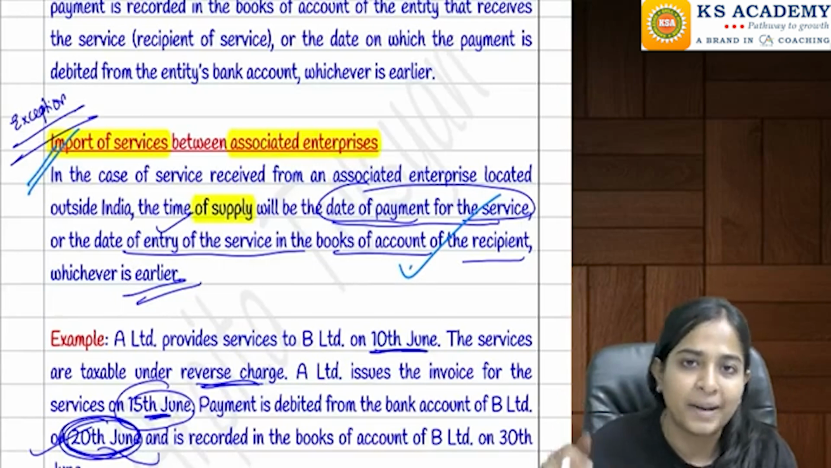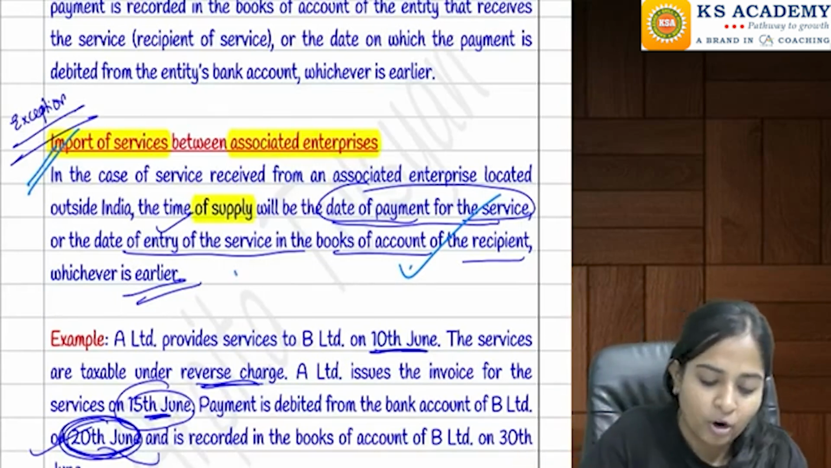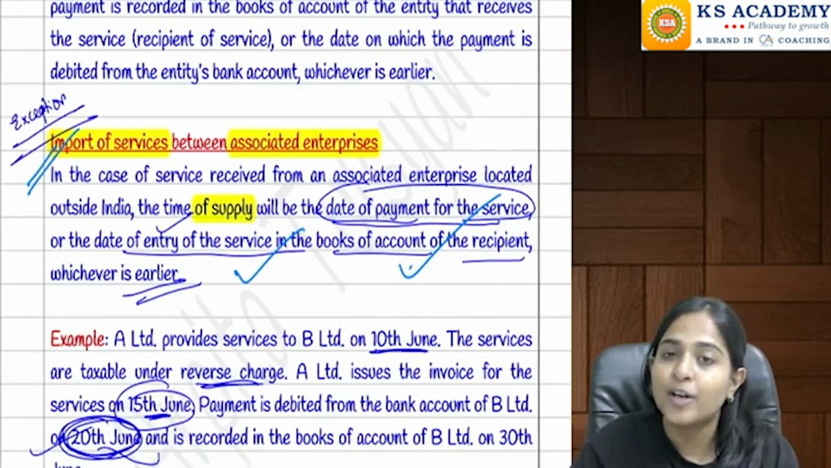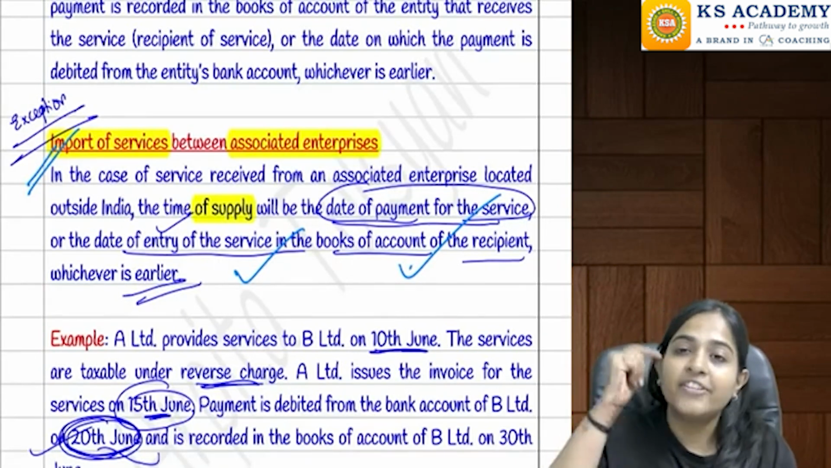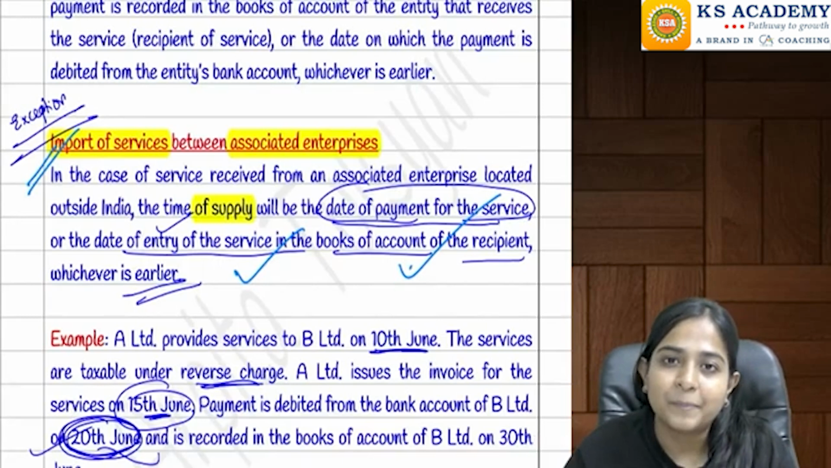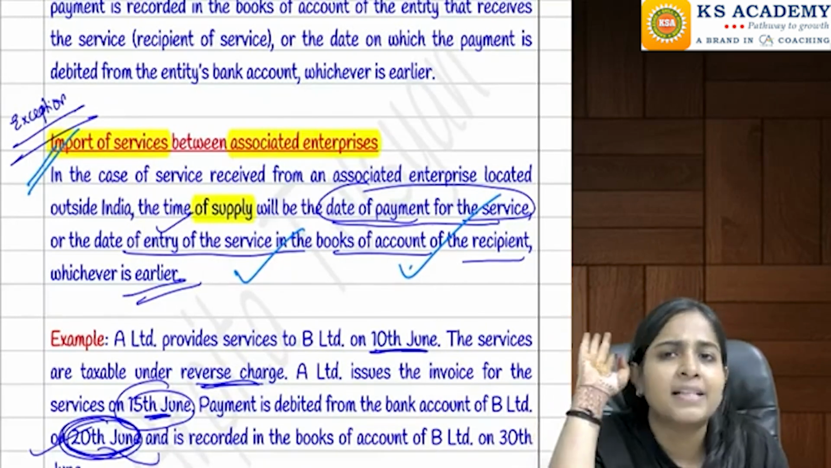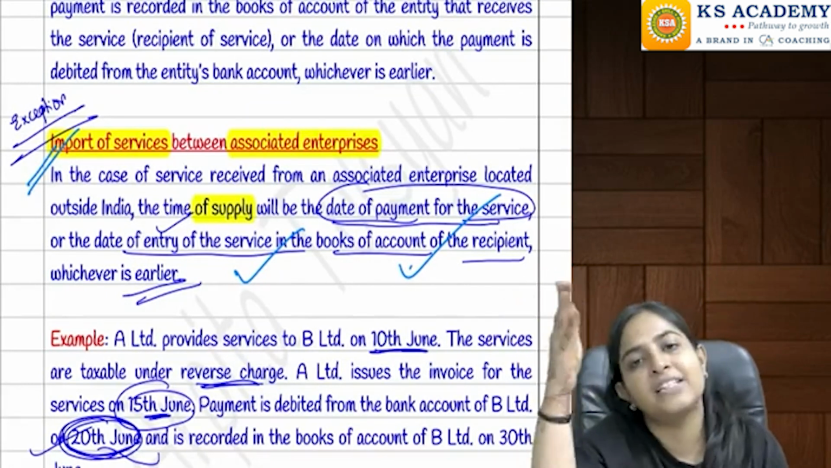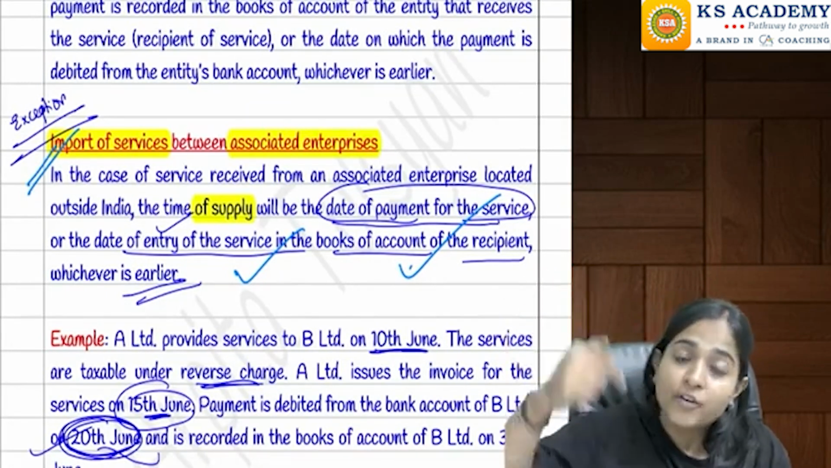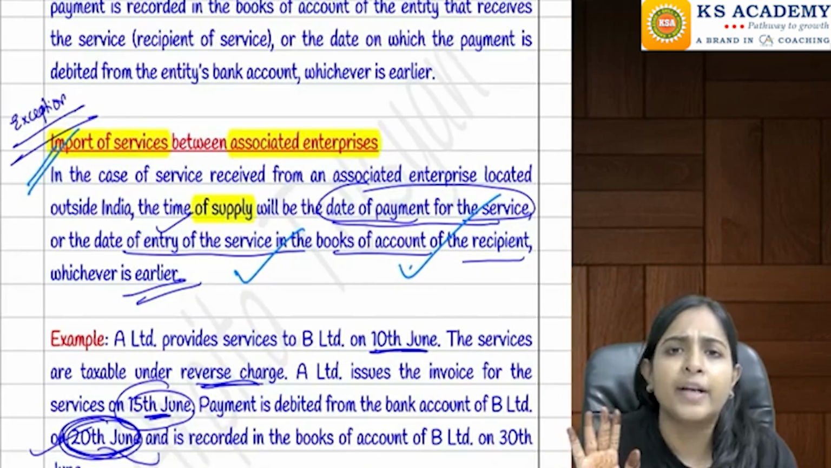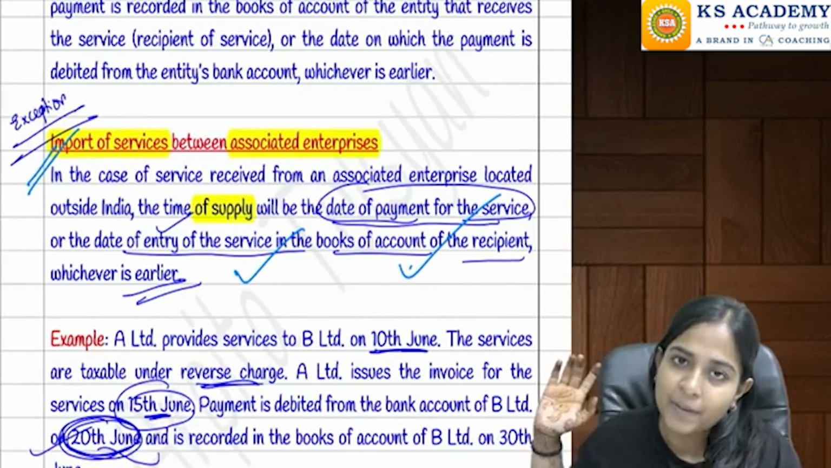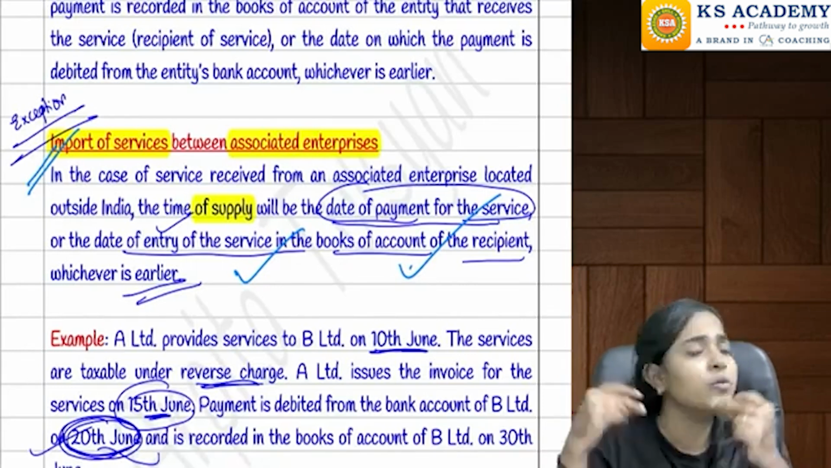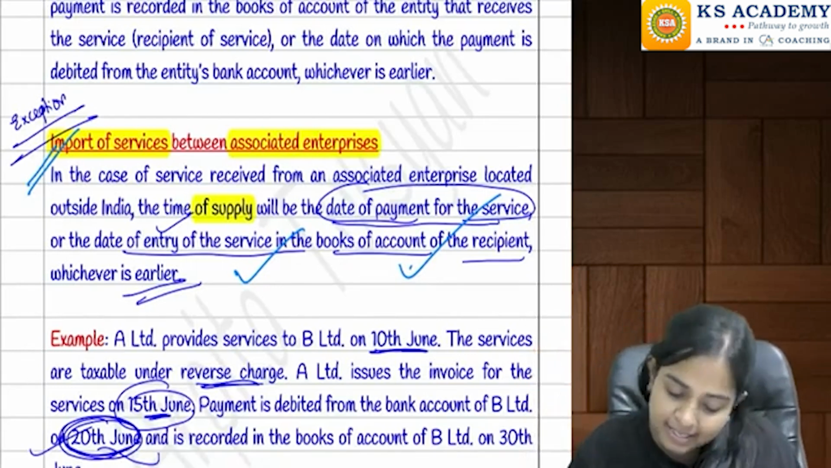Can we say we are going to make the payment? Date of payment for the service or date of entry of the service in the books of the recipient, whichever is earlier. What is the impact of this? What did we study about if the payment is made late? If the payment is made late, then the government says maximum I will wait is 61st day. Or we can say government is going to wait for 60 days and 61st day will be your time of supply. In case of associated enterprise, government says I am not going to wait. Either the date when you are making the payment to your associated enterprise or the date when you are recording this receipt of service in your books of accounts, that will immediately become the time of supply.